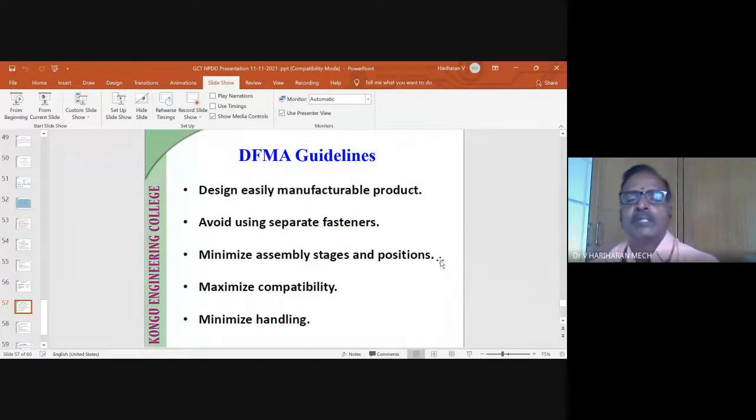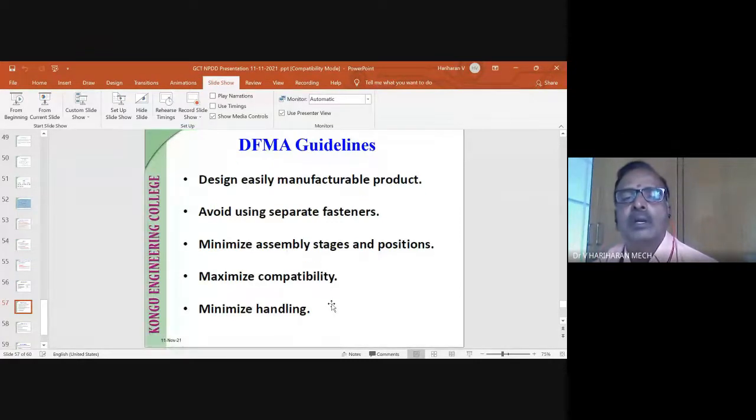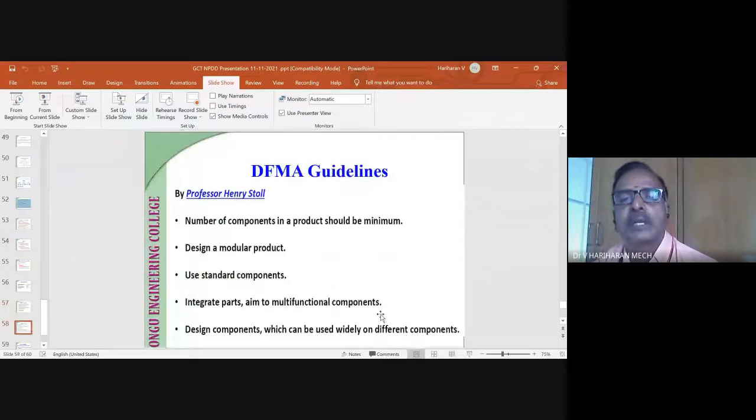So the minimum assembly stages are required, to maximize compatibility. Then minimize handling. Handling distance and handling time are also to be minimized for different assembly purposes. Then you see that Professor Henry Stoll has given some design guidelines.